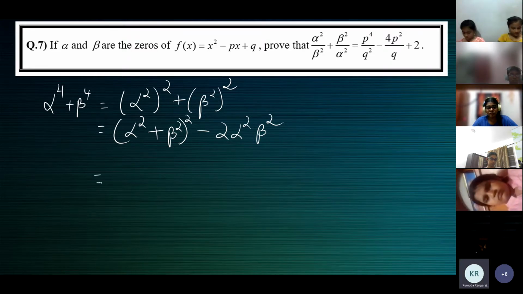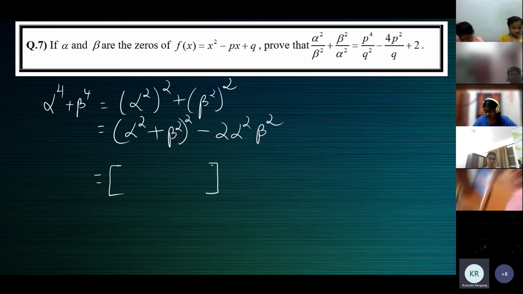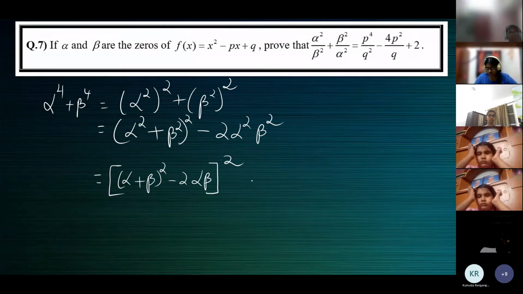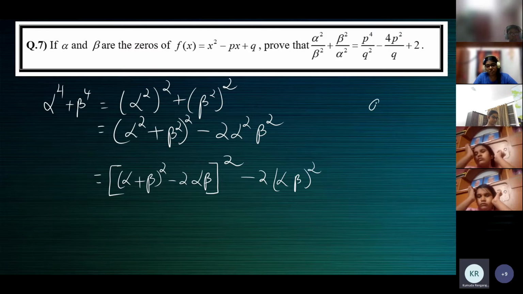Now further, alpha square plus beta square. See, I'm putting a square bracket with a square here. Now here we have alpha square plus beta square. What is alpha square plus beta square? Alpha plus beta the whole square minus 2 alpha beta, the whole square. Because what is a square b square? It is ab the whole square.